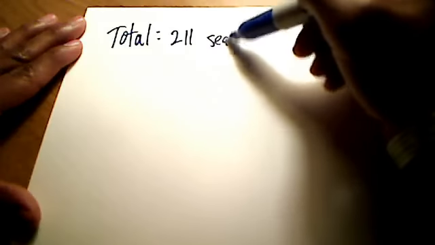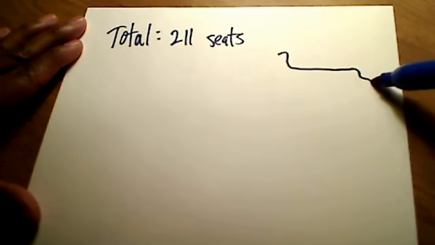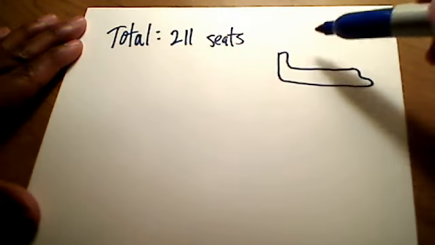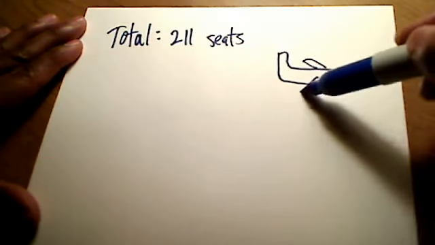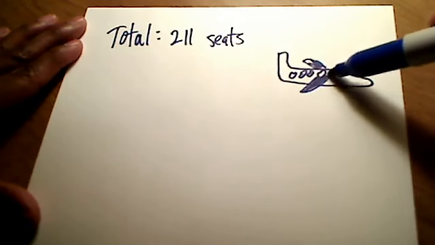First of all, we are told that we have an aircraft, right? We have an airplane that can hold 211 passengers, 211 seats. So we have a total of 211 seats here. And on this cheesy little airplane of mine, that's not bad art. Okay, so I didn't really go to school for art.